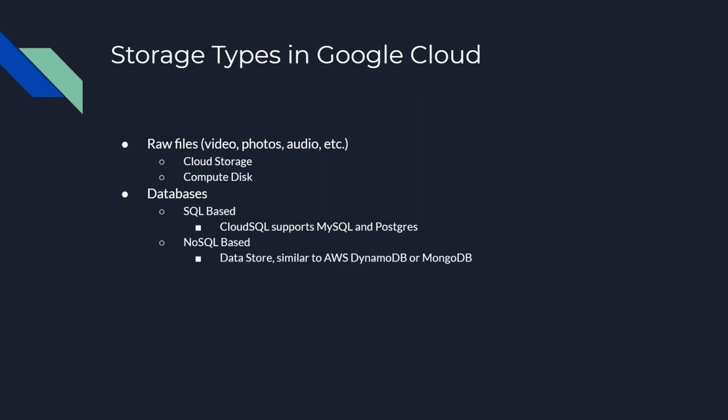And Google, no surprise, has an amazing one. It's called Data Store. It's very similar to AWS's DynamoDB or MongoDB, if you're familiar with either of those two offerings. And for you data scientists out there are crazy big data options.